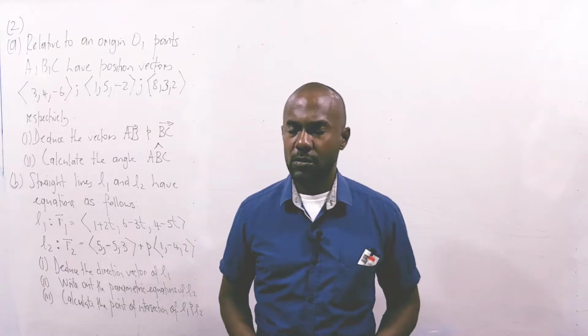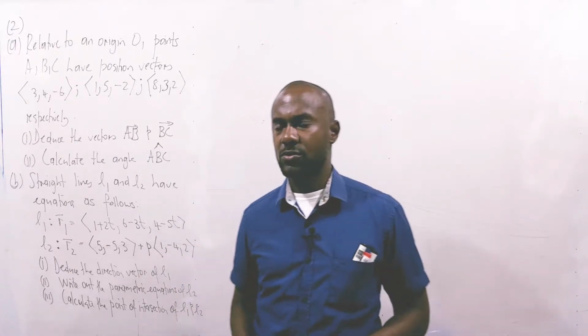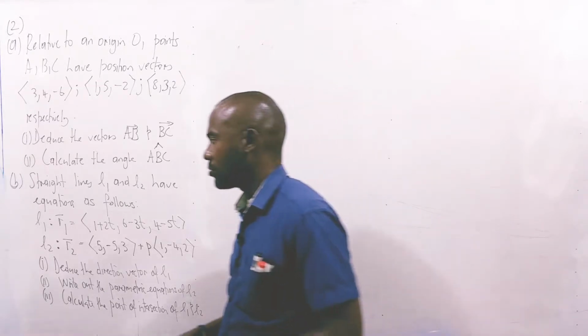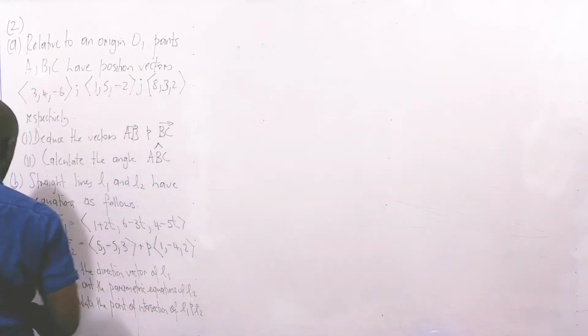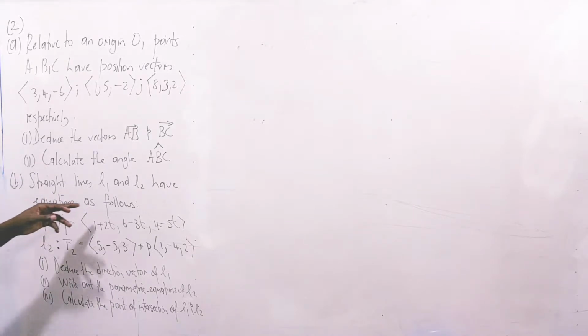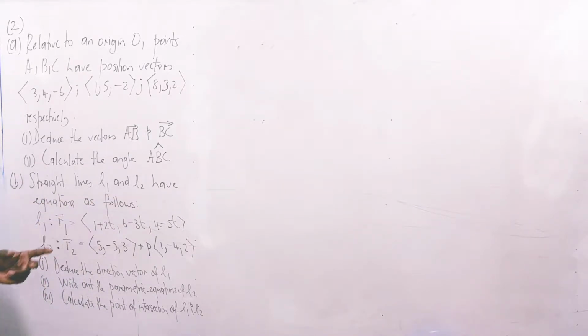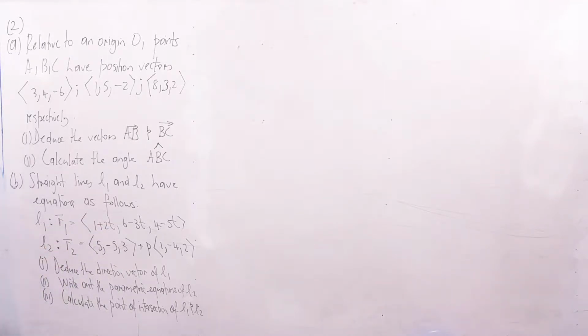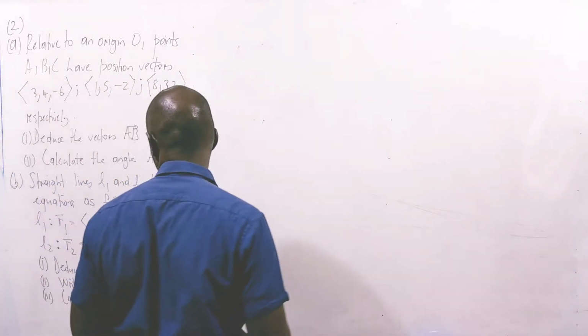So we're now on to part B of question 2 from the second in-course exam, and this also has to do with vectors. Part B says that straight lines L1 and L2 have equations as follows. We're given the vector equations of L1 and L2, and part 1 of the question wants us to deduce the direction vector of L1, write out the parametric equations of L2, and then calculate the point of intersection of L1 and L2. So we'll start by writing down the equation of L1.